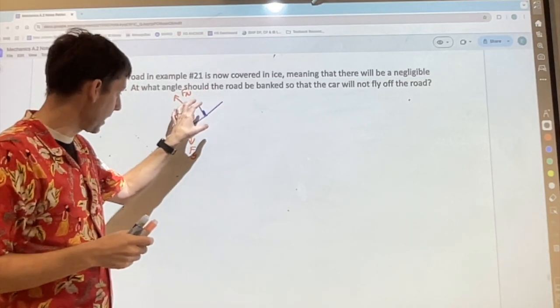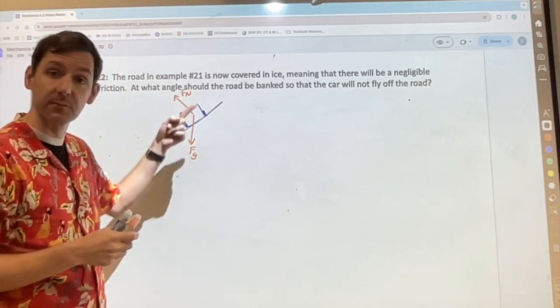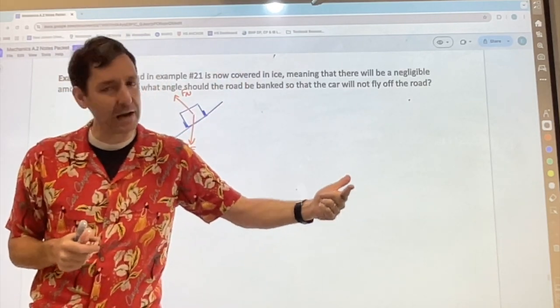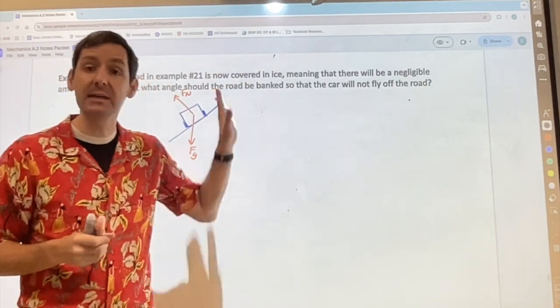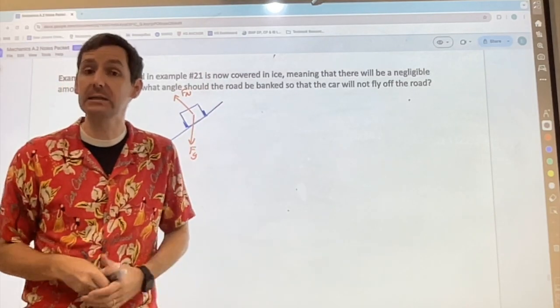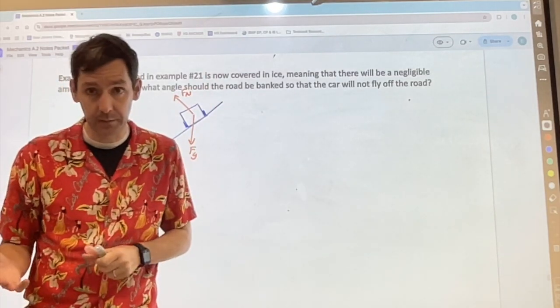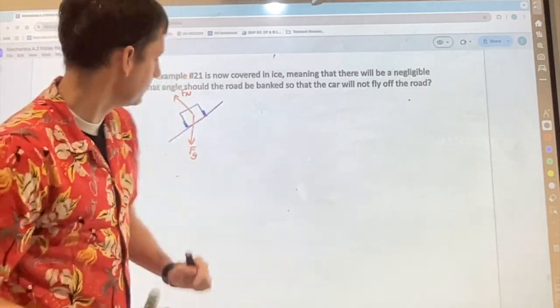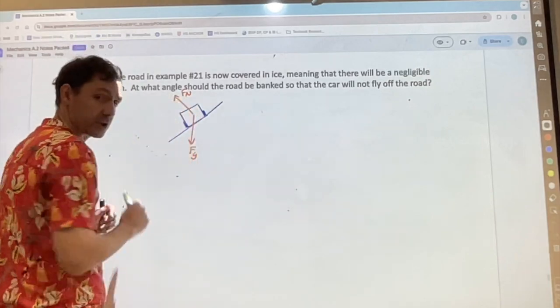Because the car would be trying to slide down the ramp, maybe there's some friction up the ramp that's also holding the car up, right? In this situation, we don't, because it clearly states that because of the ice, there is no friction. So that'll be helpful to us in solving this bit of the question. Okay? So we've got these two forces.